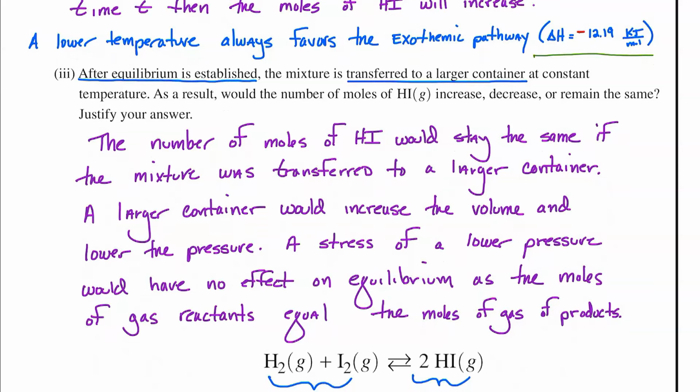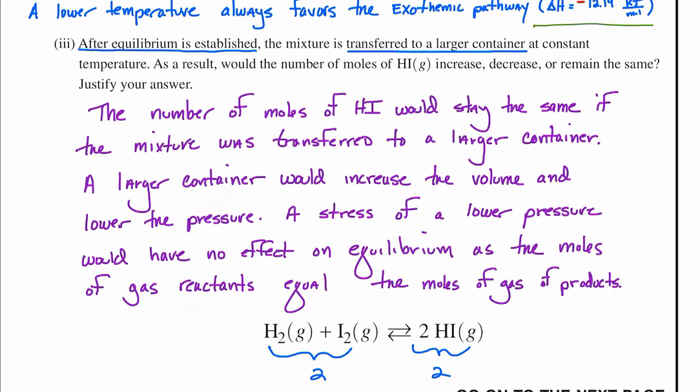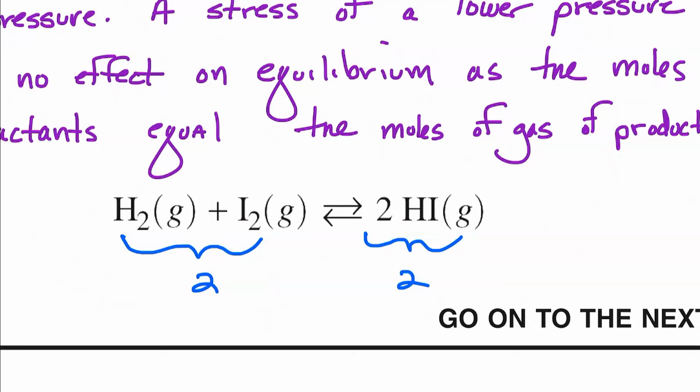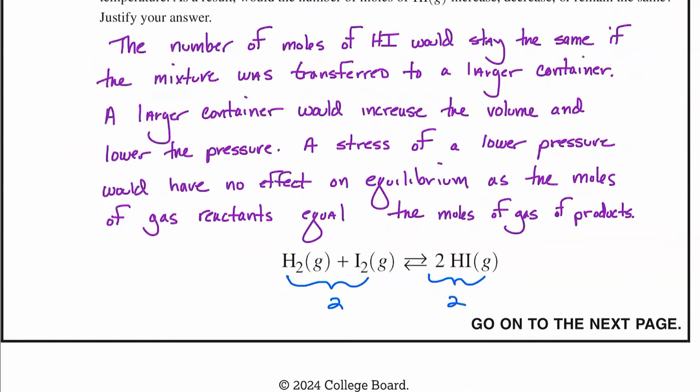So if you look at the next question, after equilibrium is established, the mixture is transferred to a larger container, which means the volume is increasing. Well, we know volume is inversely related to pressure, so the pressure is dropping. So the stress would be a lowering of the pressure, but that would have no effect on equilibrium because, as I just said before, the moles of gas are similar on both sides, so the reaction can't shift to alleviate any stress there, so it won't do anything. Okay, so the moles of gases are equal on both sides, so we know that there'll be no effect with that stress, as you have learned previously, I'm sure. Okay, so again, not very difficult explanations here.